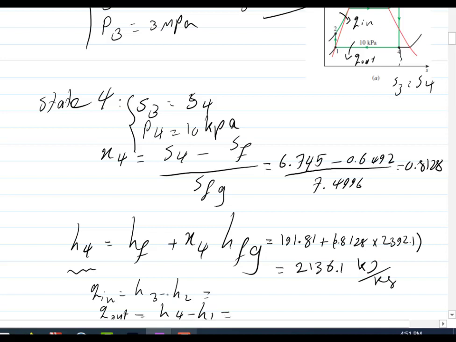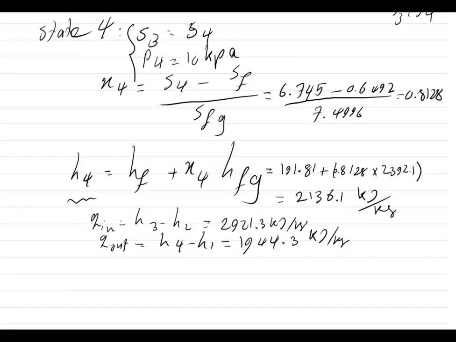By substitution of H3, H2, H4, and H1, which we have already found in previous steps, we will have these values. Q in will be equal to 29.3 kilojoule per kilogram, and for Q out, its value will be 1944.3 kilojoule per kilogram. So we have calculated the Q in and Q out for this Rankine cycle as well.